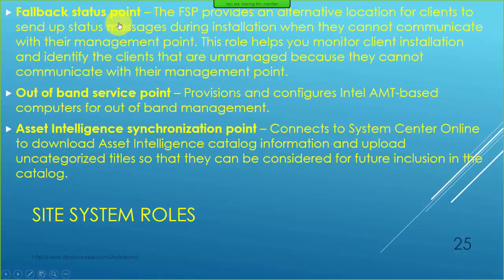Fallback status point, very important. Suppose your SCCM server is not communicating, it's frozen, and you have another SCCM server. So FSP provides an alternative location for clients to send up status messages during installation when they cannot communicate with their management point. So if they cannot, there can be another alternate point where they can send a message, hey, we cannot communicate with the SCCM server.